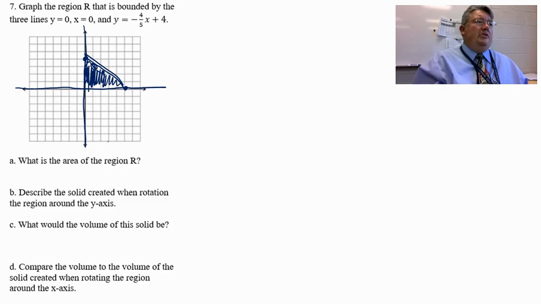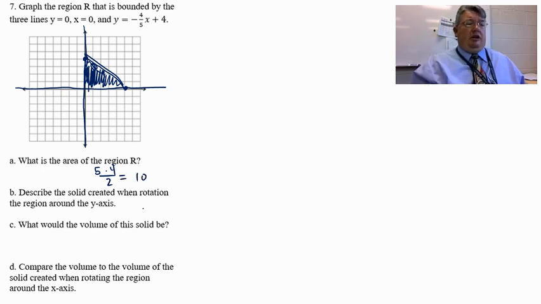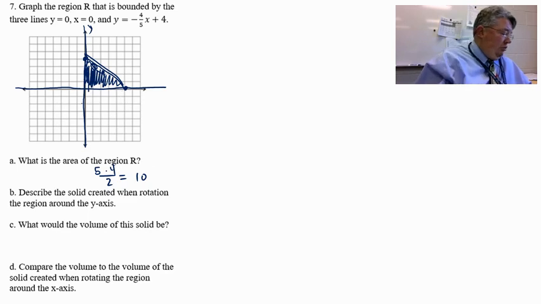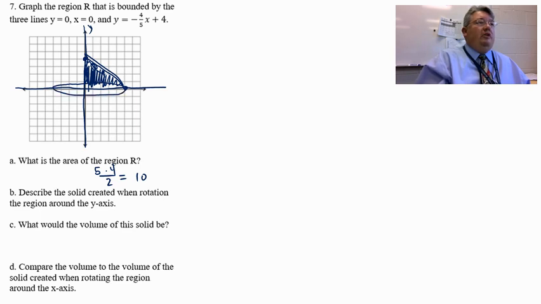Well, it's going to be the base, which is 1, 2, 3, 4, 5, right? 5 times the height, which is 1, 2, 3, 4, all divided by 2, because base times height divided by 2, well, that's 10. And I won't bother with units, it's square units. Describe the solid. Well, when I rotate around the y-axis, there's my y-axis. If I rotate it around there, that makes a cone.